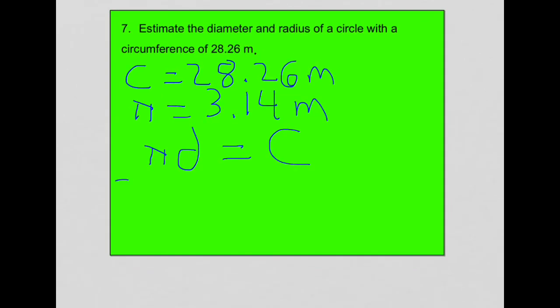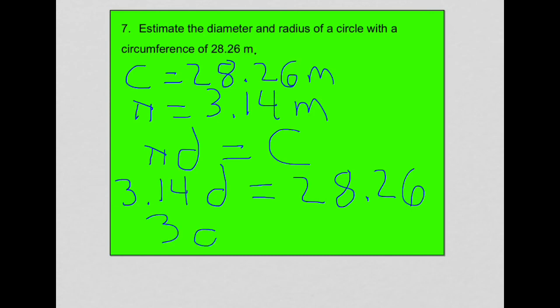And I know pi is 3.14. I don't know what d is. And I know the circumference is 28.26. Now, we've got a multiplication math equation here. I'm going to want to divide both sides by the same number to get the value of d. But remember, this says estimate, so I'm going to round off my decimal numbers to whole numbers. I'll say this is 3 multiplied by d equals, and I want to round this number off to something that could be easily divided by 3. First number that pops into my head that's easily divisible by 3 and close to 28.26 is 27.